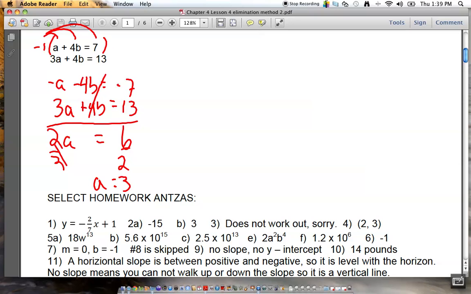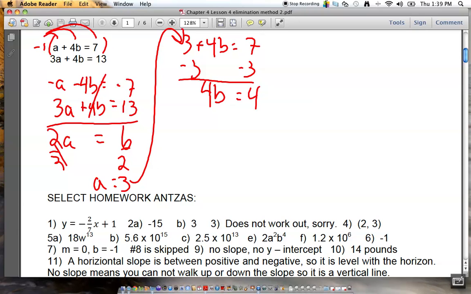A is 3. Now, I can use either equation to start with to go back and find b. I'm going to do the top one. You could do the bottom. It makes no difference. It works out the same. Minus 3. Don't forget, I kind of slid over it, but the a gets substituted here for the a part. That's right there. Divide by 4. B is 1. So in this problem, a is 3, b is 1.